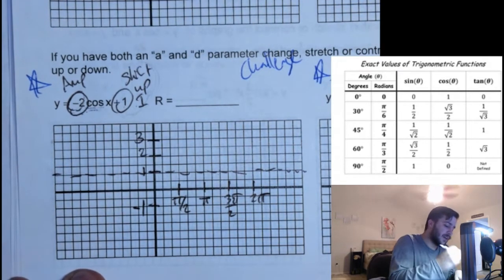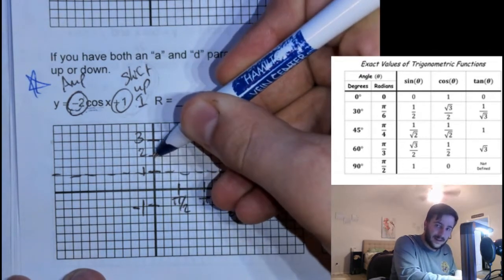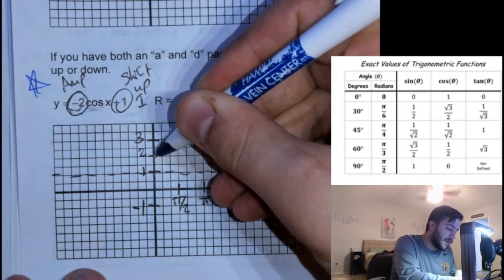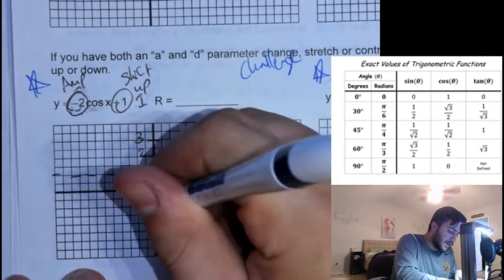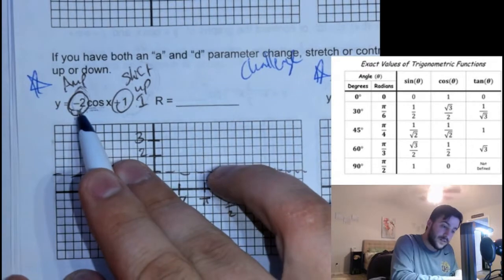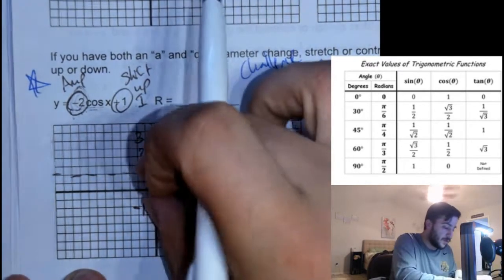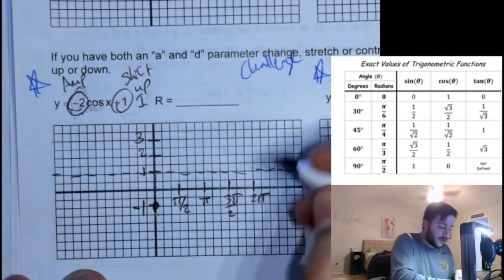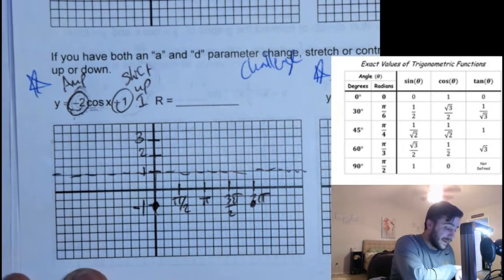So instead of starting 1 above my midline, like cosine normally does, since there's the negative, we're going to go down. We're going to start 2 down from the midline. Normally cosine starts up, but the negative forces us to go down. And instead of being 1 unit away, we're going to be 2, because that's what our amplitude says. We have to be 2 away from our midline. So we start at -1, and when we're done with the full cycle at 2 pi, we're going to end at -1 here.